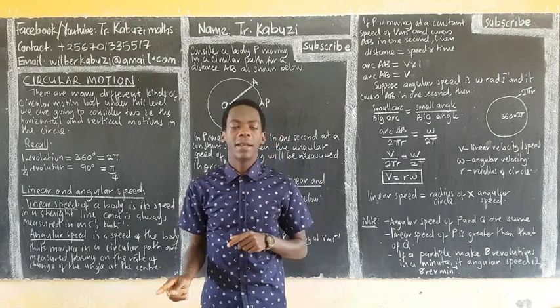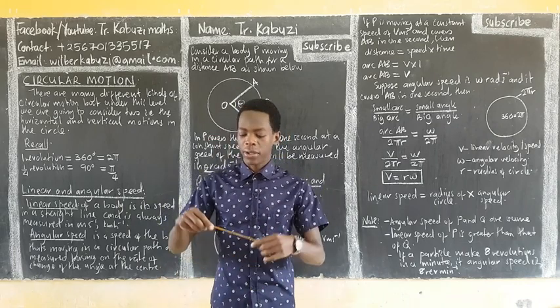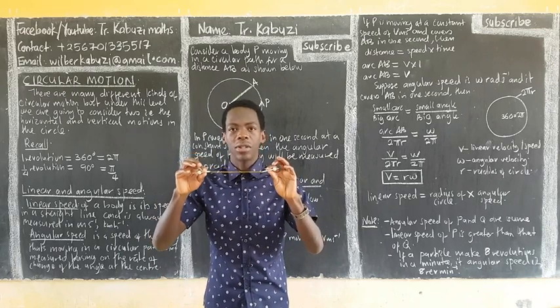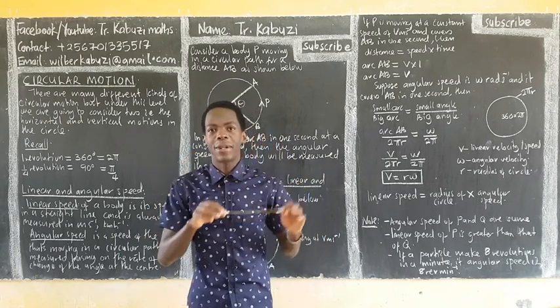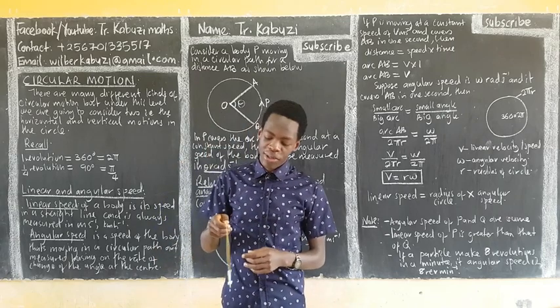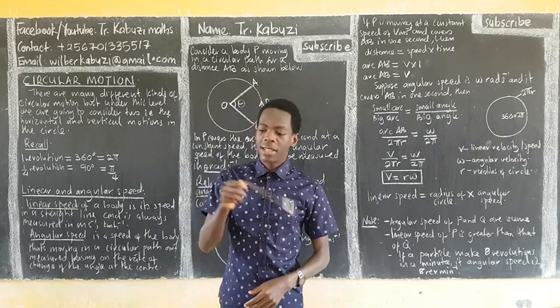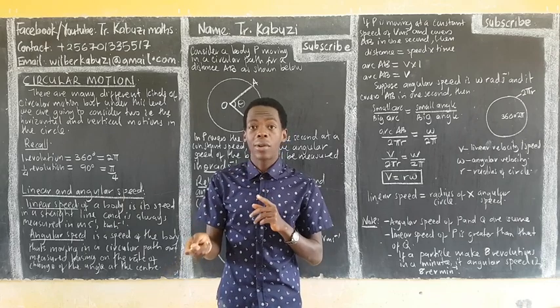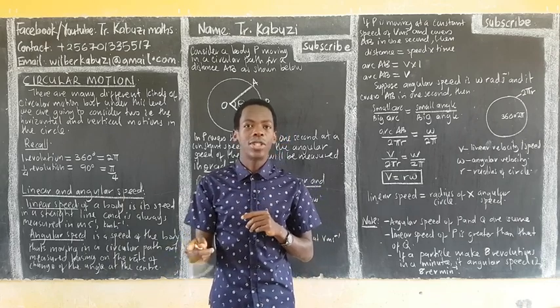For us, we are used to linear motion. What is linear motion? When the particle is moving from here up to here, that's what we call linear motion, and that's what we've been seeing in most of the cases. But now we are going to see what if this particle is moving like this. When it's moving like that, that's what we call circular motion.